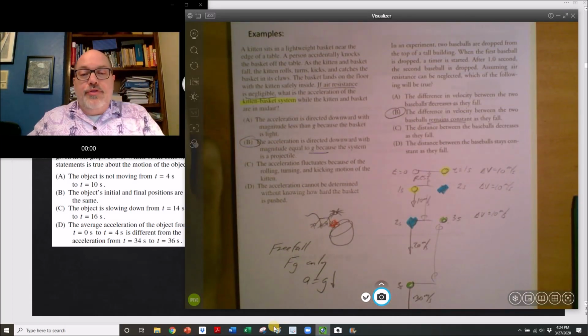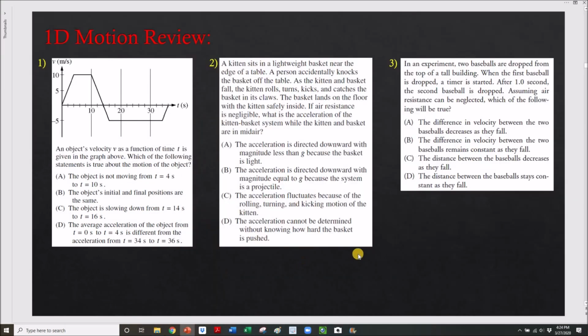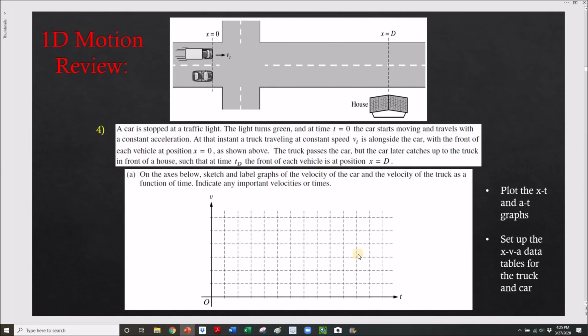So those are our 3 multiple choice questions. So now let's do a free response question. So take a look at this. Pause the video and try to work this out. There is a second part to this. I added this on. Would you also plot an XT and an AT graph, or at least sketch it, and then set up an XVA data table for both the truck and the car so we can get used to using these symbols with our equations.